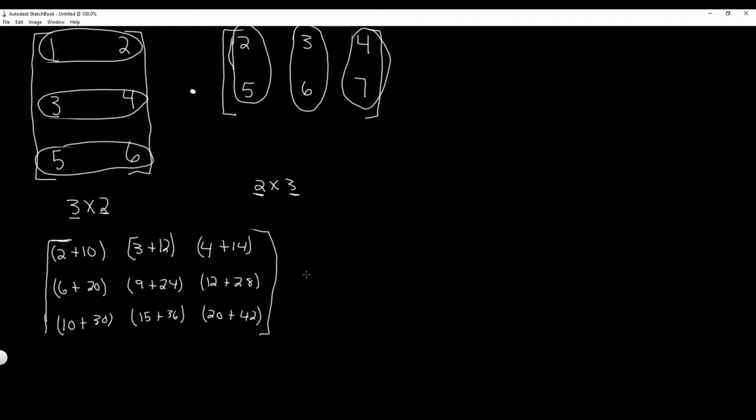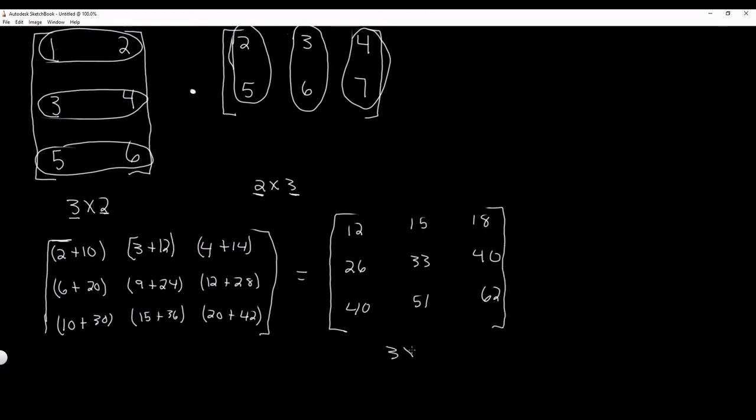And all we have to do now is simplify this. So this is equal to 2 plus 10 is 12. Then 3 plus 12 is 15. And then 4 plus 14 is 18. 6 plus 20 is 26. 9 plus 24 is 33. 12 plus 28 is 40. So this one will be 40, 51, 62. And this is our final resulting matrix of size 3 by 3.